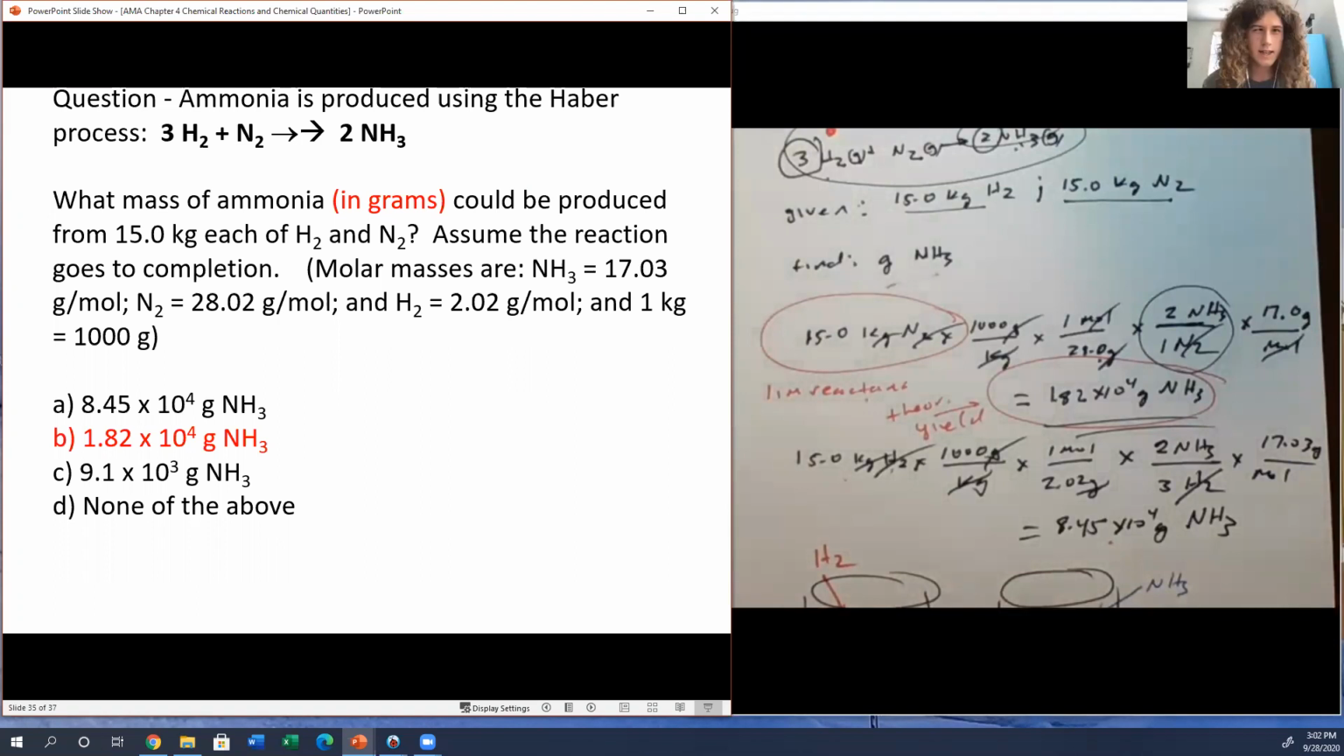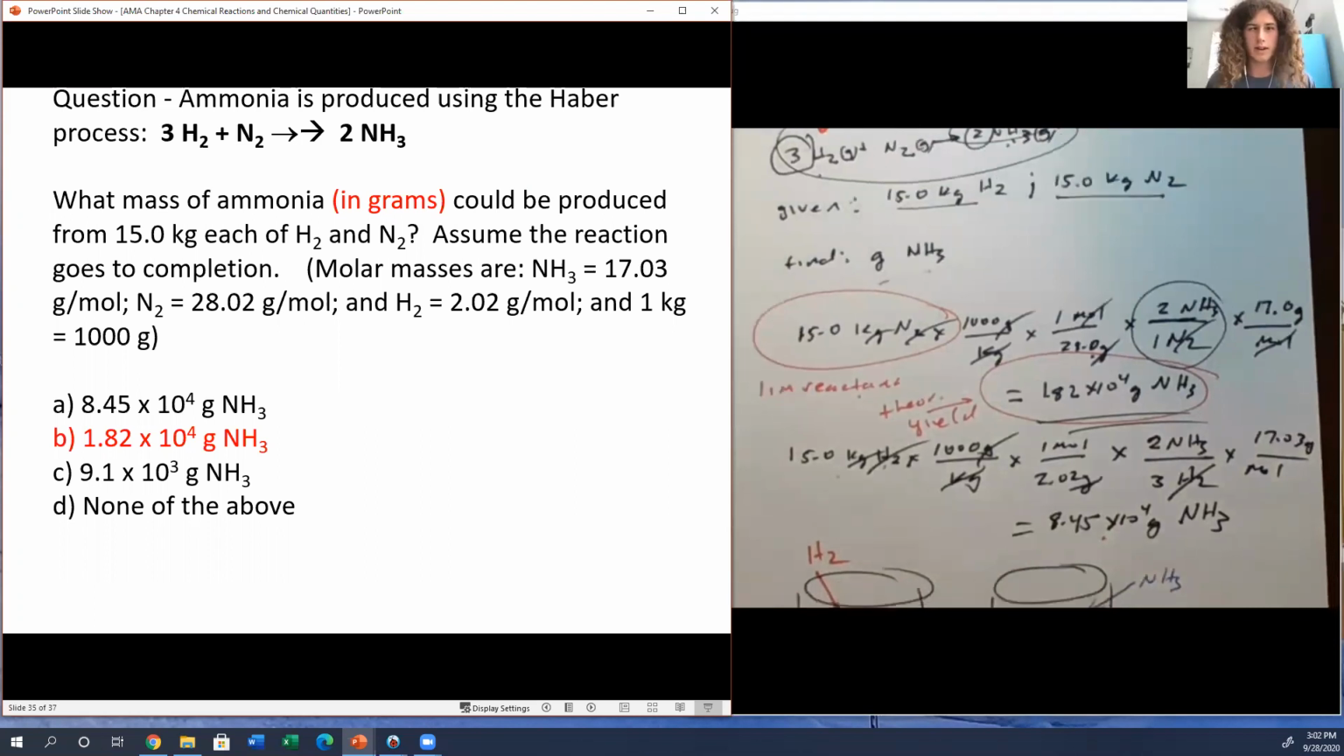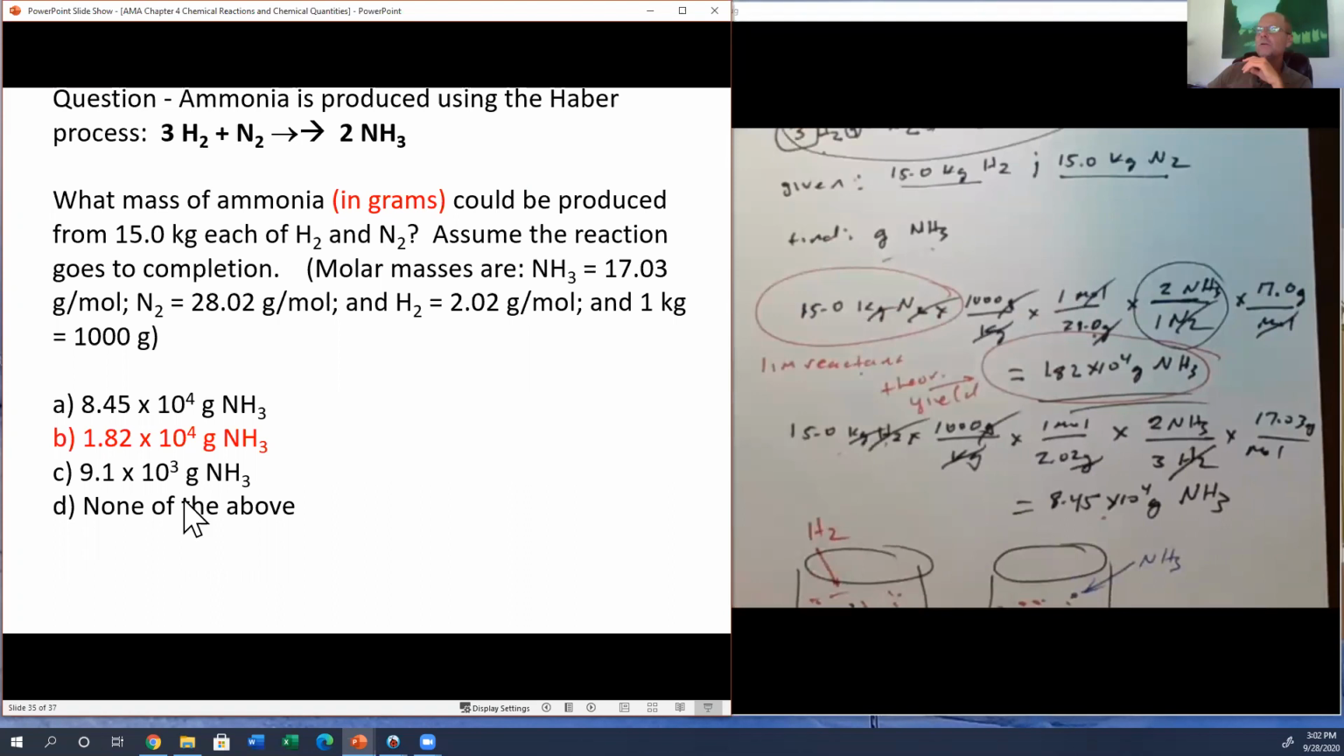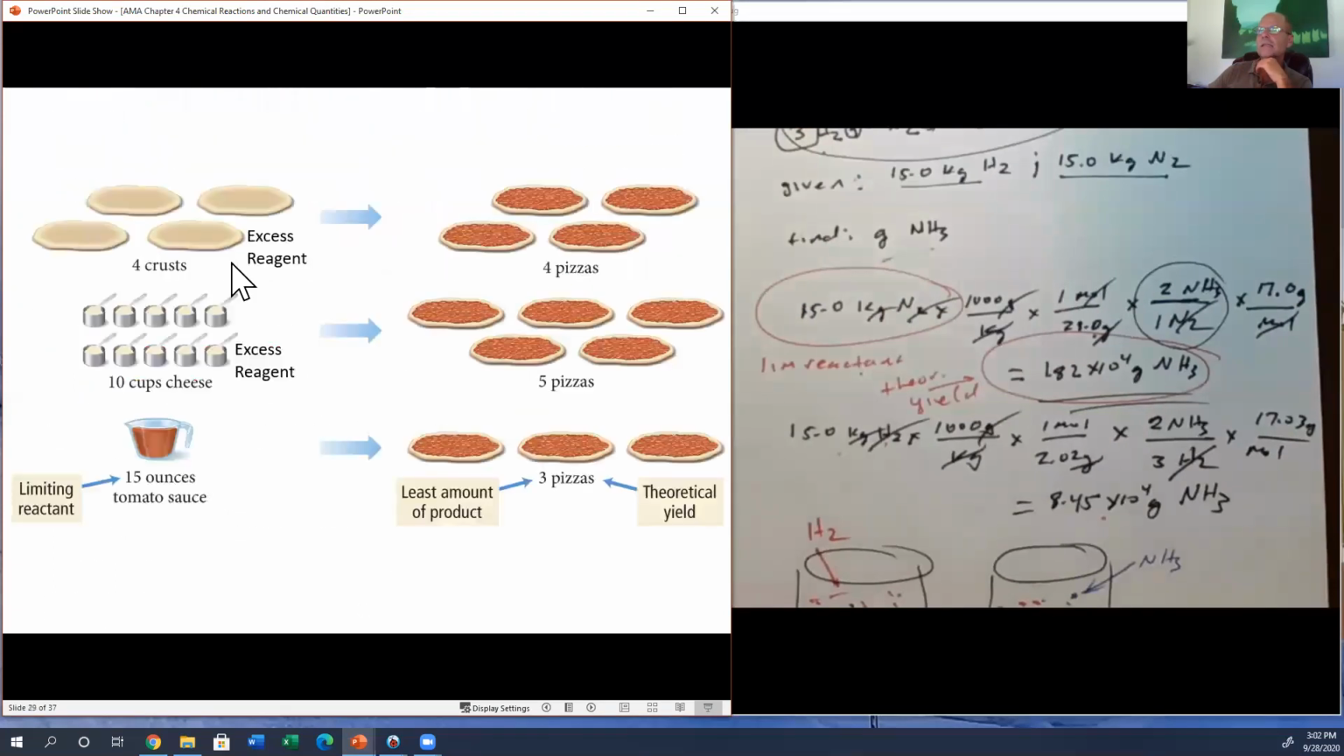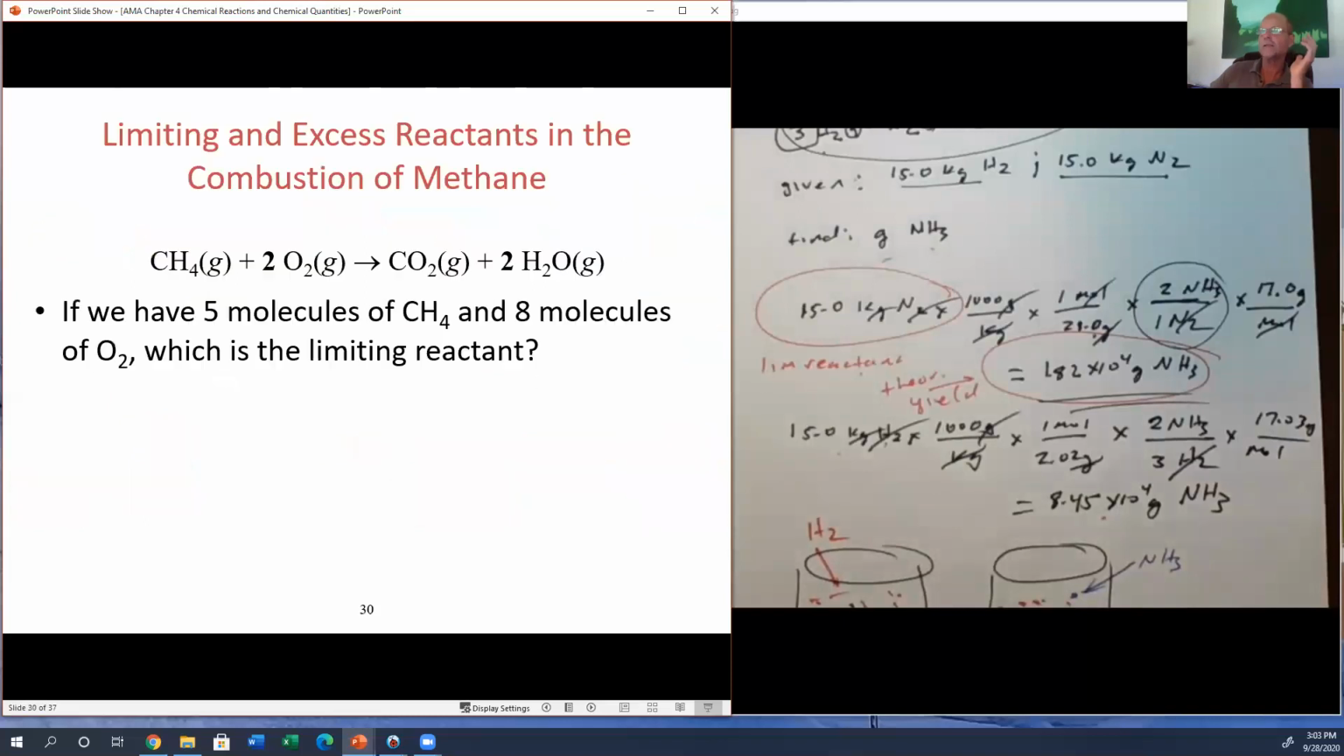Yes. Is there any way to figure out the amount of excess you'll have? Absolutely. Great question. How would you figure out the amount of excess pizza crust that you'd have here? Would you take the non-limiting reactant and compare that to the limiting reactant? Exactly right. So you'd say, I have enough tomato sauce to make 3 pizzas. How many crusts does it take to make 3 pizzas? 3 crusts. So how many crusts are going to be left over? It would be 1 crust then. 1 crust, right?